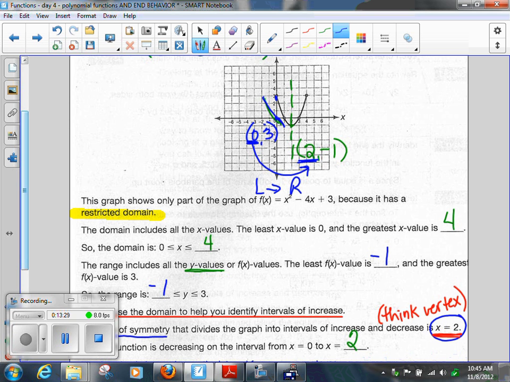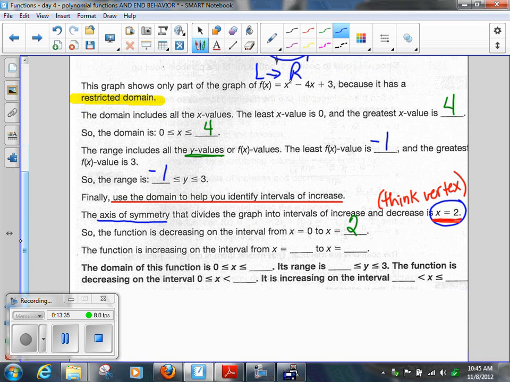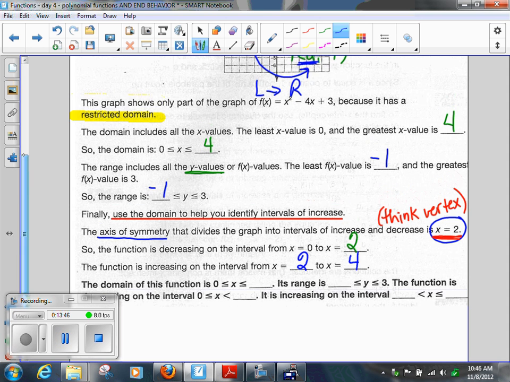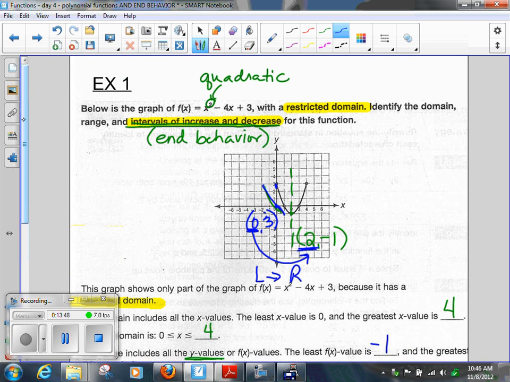It starts going back the other way, and it's what? Is it decreasing still or increasing now? It's increasing from what to what? 2 to 4. How did you get that 4? Because that's this point up here. 4, 3.